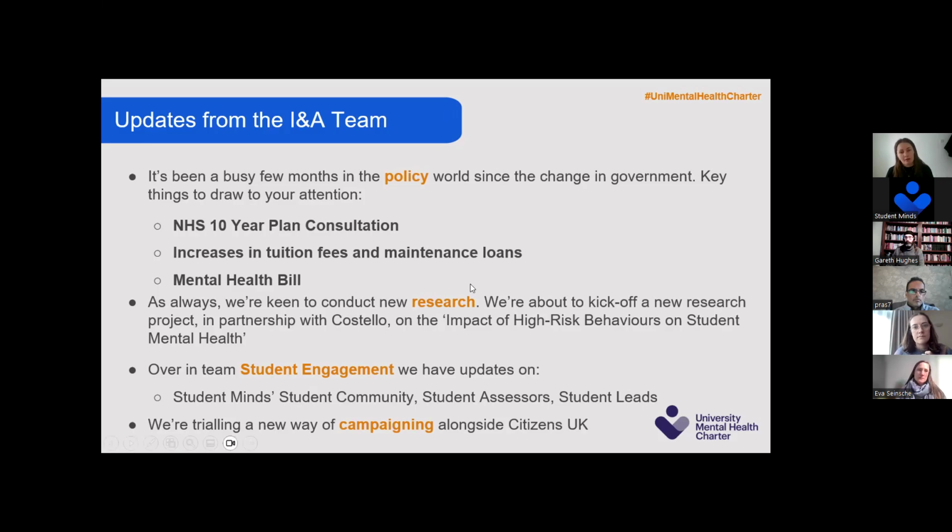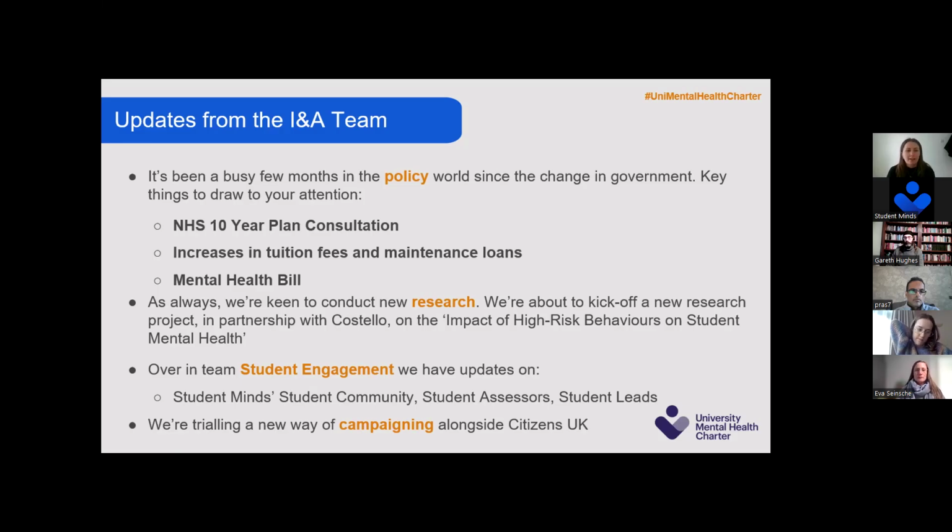And basically the same thing applies to the student leads that we're working with in the University Mental Health Charter award process, thinking about how we can support student leads in their role as part of the Charter, if there's anything more that they need from us to enable them to get the most out of the process from their own perspective. We'll be exploring that as well. So again, if anyone has any feedback about how we work with student leads, that would be very welcome.